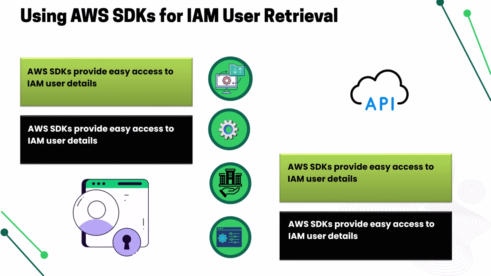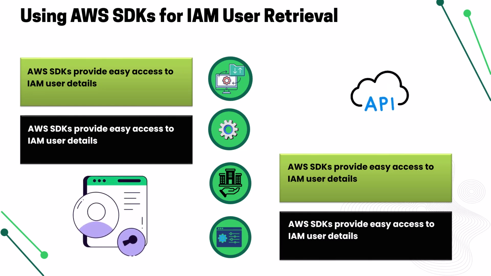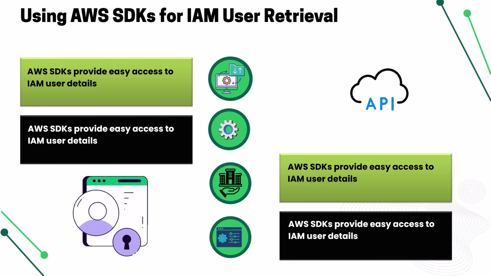Retrieving IAM user details with AWS SDKs is like having a universal key. Simple and efficient. The SDKs work across multiple programming languages, so developers aren't stuck learning a new one. Plus, they make authentication smooth and painless. No more jumping through hoops. This is automation at its finest.